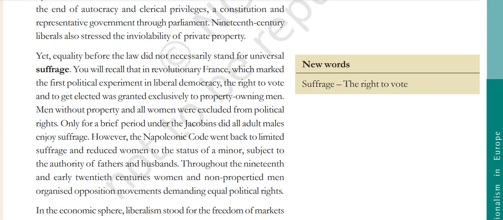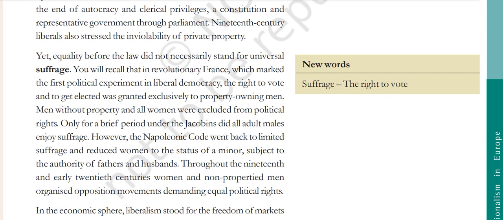You will recall that in revolutionary France, which marked the first political experiment in liberal democracy, the right to vote and to get elected was granted exclusively to property-owning men. Men without property and all women were excluded from political rights. Only for a brief period under the Jacobins did all adult males enjoy suffrage. However, the Napoleonic Code went back to limited suffrage and reduced women to the status of a minor, subject to the authority of fathers and husbands.